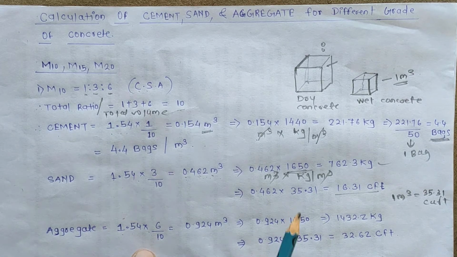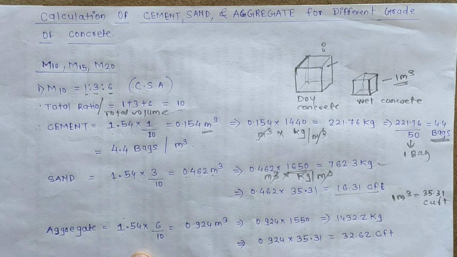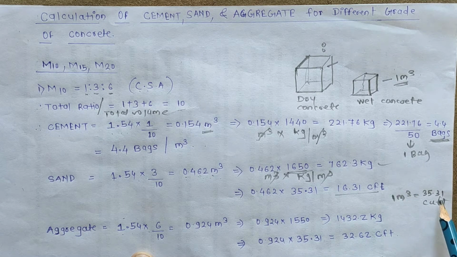So we have to also order the aggregate in terms of cubic feet. So what we will do here, we will multiply 0.924 into 35.31. Why do we multiply by 35.31? Because we know that 1 cubic meter is equal to 35.31 cubic feet. So we will multiply 0.924 into 35.31. The answer comes as 32.62 cubic feet.